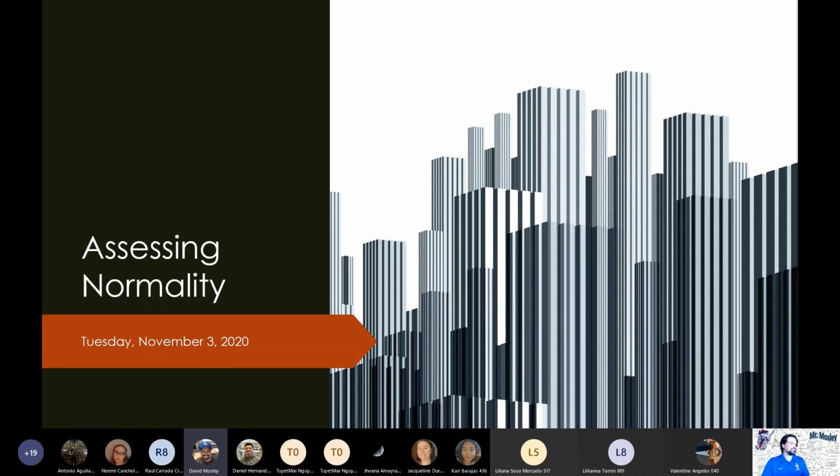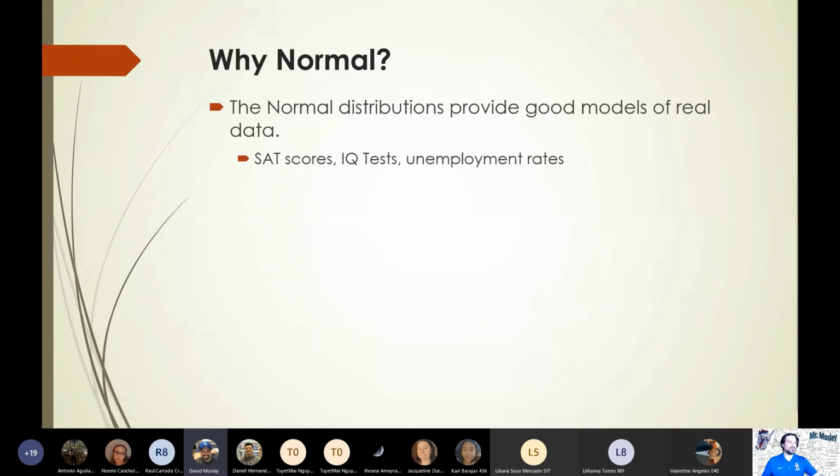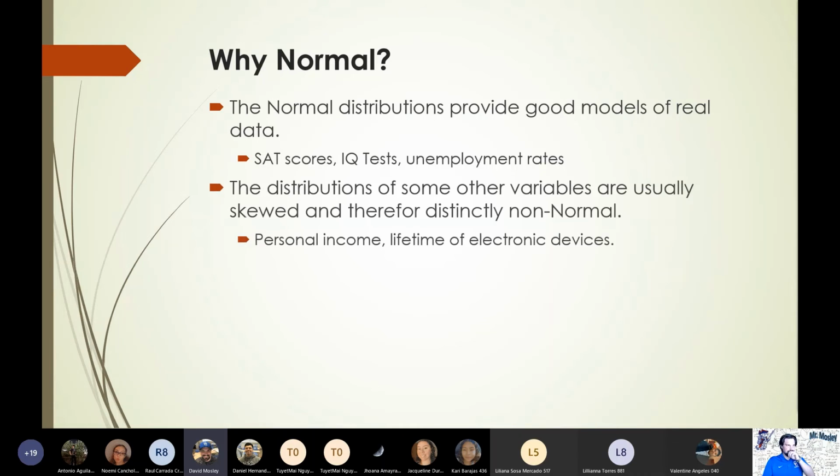So, why normal? Well, it's useful. The normal distributions provide good models of real data, such as things we've looked at, SAT scores, IQ tests, unemployment rates. They can all be modeled with a normal distribution, which is helpful. We have predetermined tables and rules and things that always work with normal distributions. That makes analyzing easier.